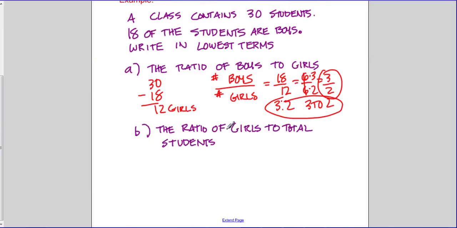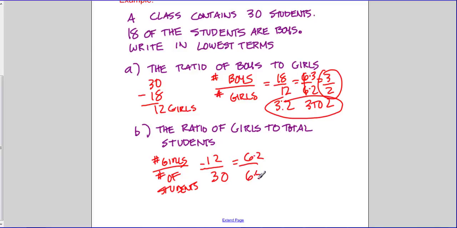Then the ratio of girls to total students, well, there's 12 girls, there's 30 students, so the number of girls to number of students is 12 to 30. Well, 6 also divides into both of these. So this becomes 2/5, or 2 to 5. So the ratio of girls to total students is 2 to 5.